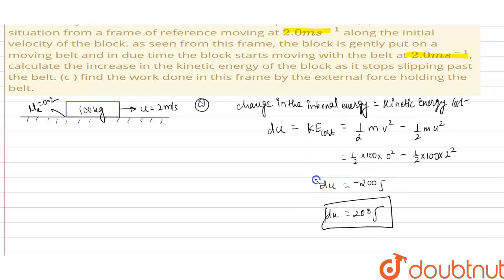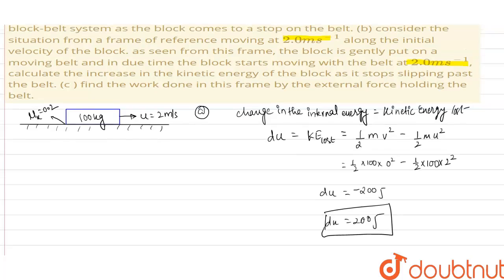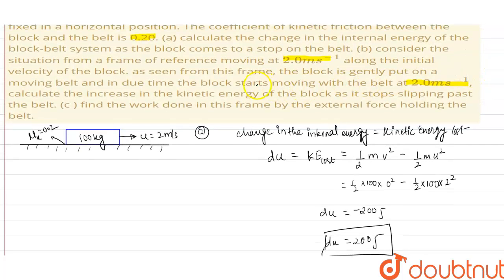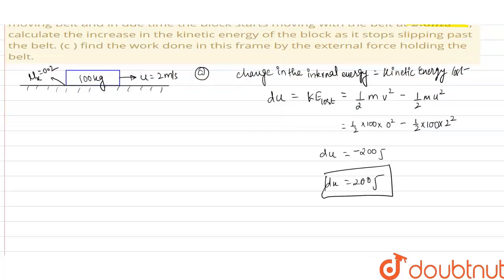Now in the second part, what we have been given is that the whole situation is seen from a frame of reference which is also moving at 2 meters per second, correct. Now we have to tell that when the block is put on this moving belt, in due time the block starts moving with the belt at 2 meters per second. So we have to tell what will be the increase in the kinetic energy when the block stops slipping on the belt. Okay, so our frame of reference is also moving, so relative velocity will come into action.